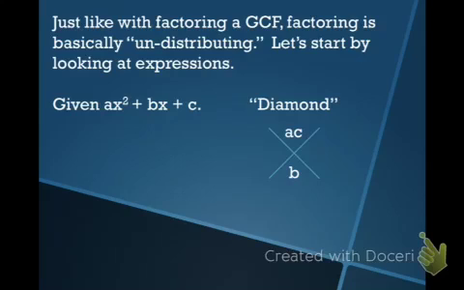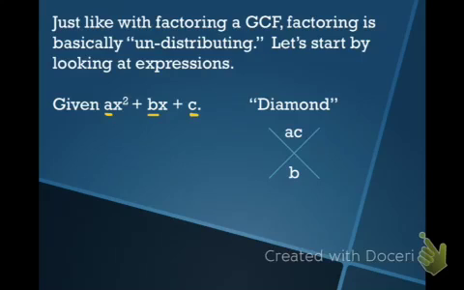The way we're going to set up this diamond is by using the A, B, and C values from standard form. Now here we have A and C. What we're going to do is multiply those together to get A times C, whatever that number is, and put it on the top. Then we take the B value and we put that in the bottom of the diamond.